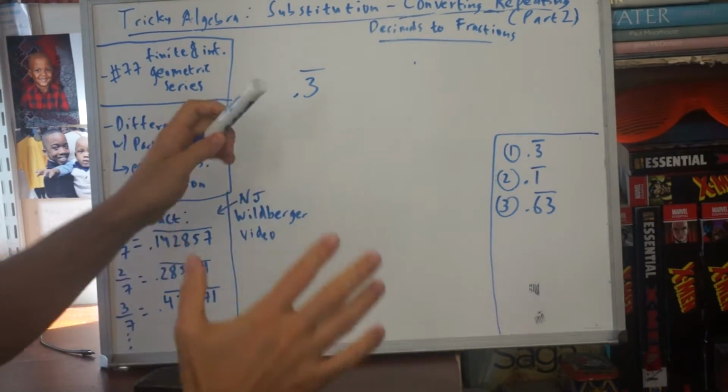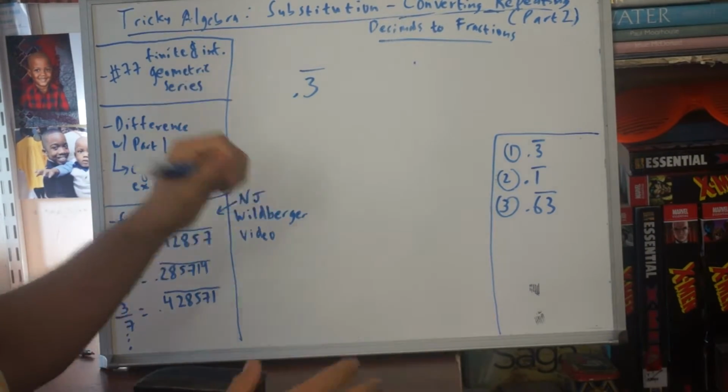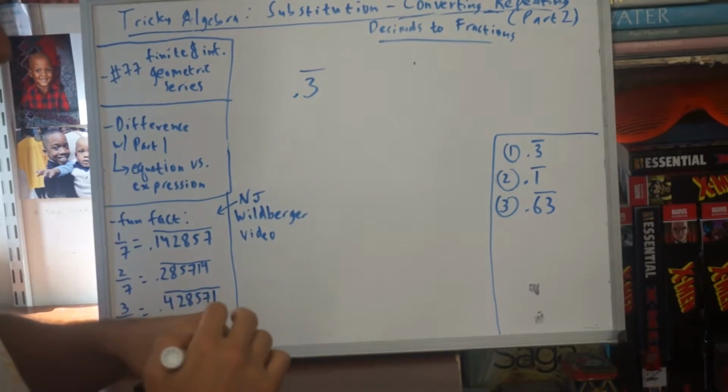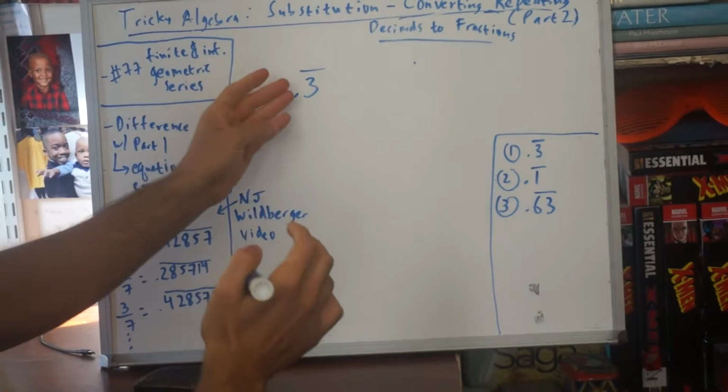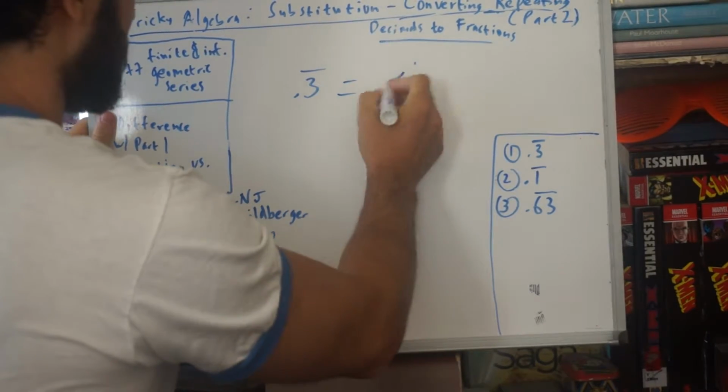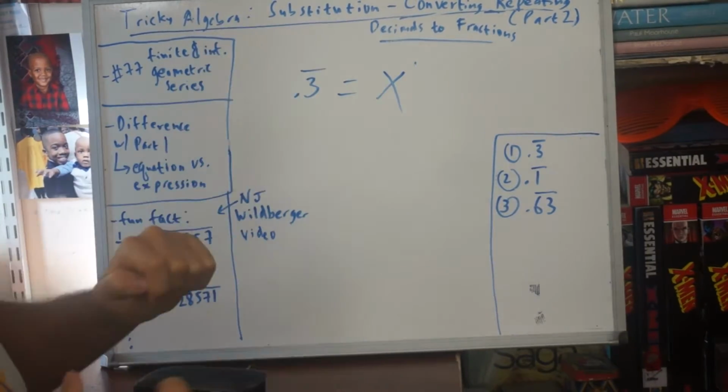Alright, here's the big idea. It's going to seem really stupid, but it's a very, very powerful idea. And here is the brilliant idea. The powerful idea is, we're just going to call it something. So let's call this X. That's it. That's your brilliant idea.